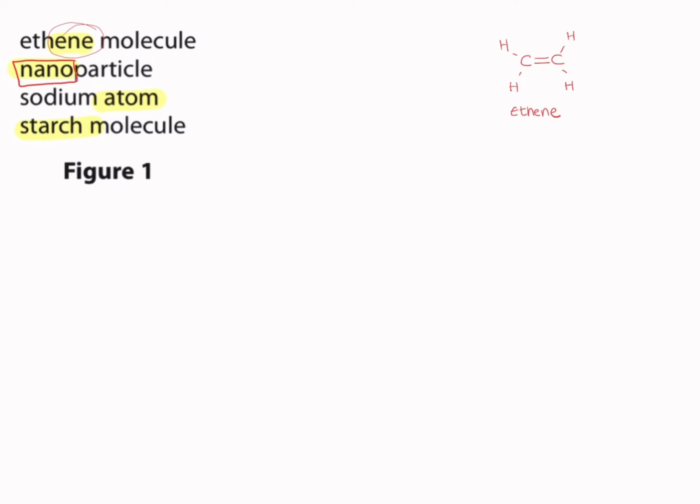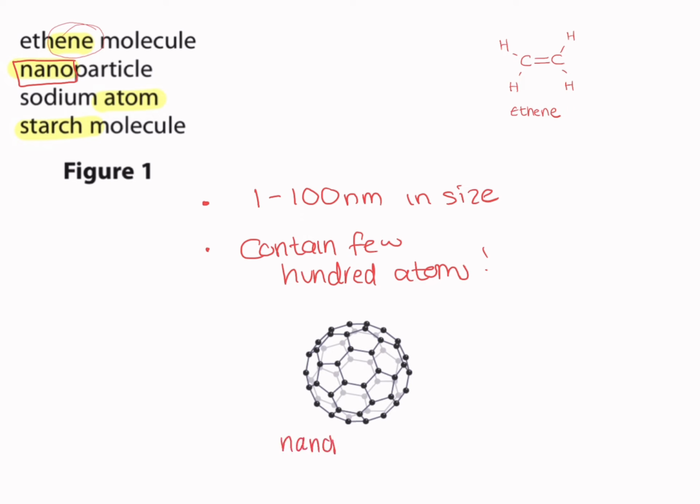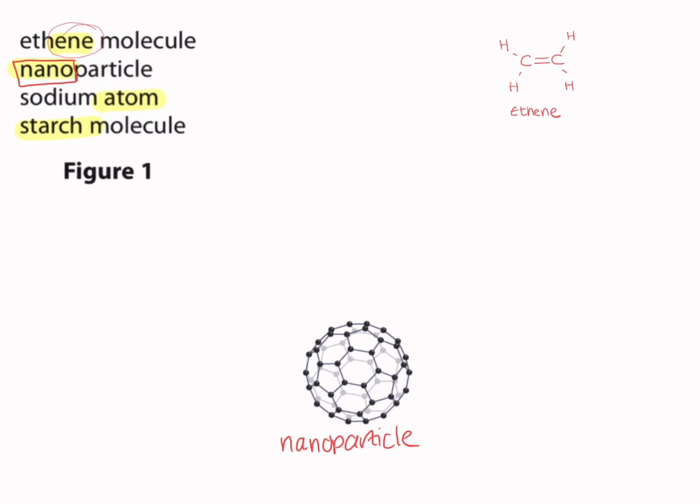Concentrating on the nanoparticles. Nano normally means you've got between 1 and 100 nanometers in size, and a nanoparticle is actually made of hundreds of atoms. I'm going to show you a picture of a nanoparticle here. Each circle, each dot, is representing an atom, and each of the lines is representing a bond. So straight away, hundreds of atoms. Compare that with our ethene. We know that our nanoparticle is going to be a bit bigger than ethene.